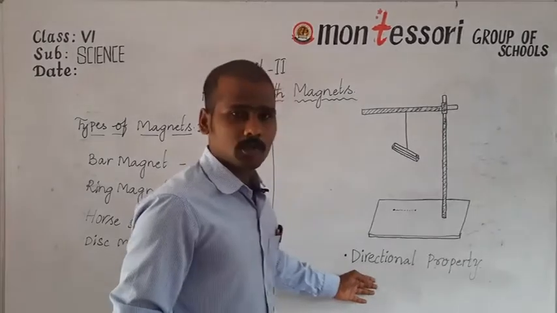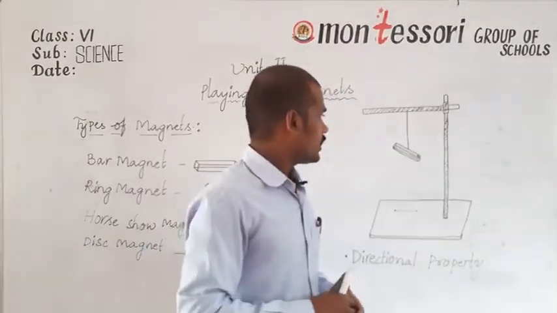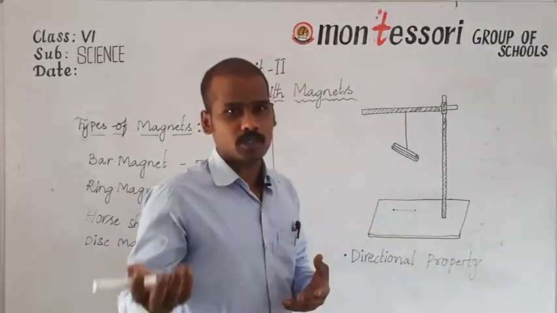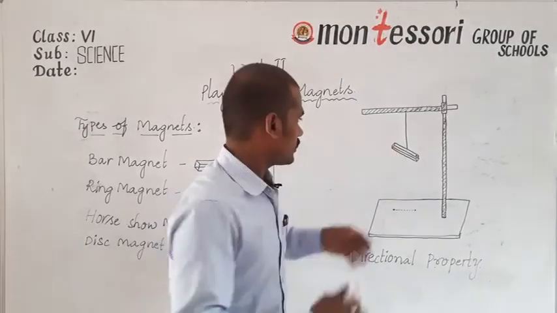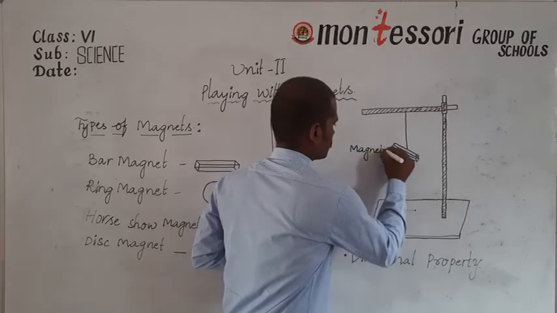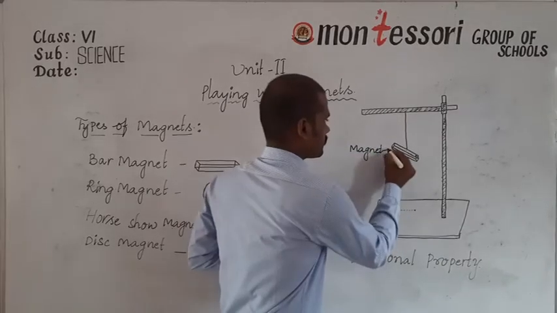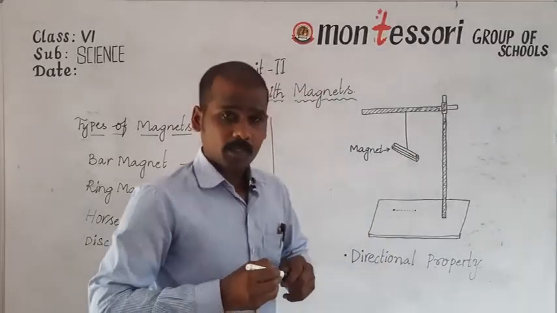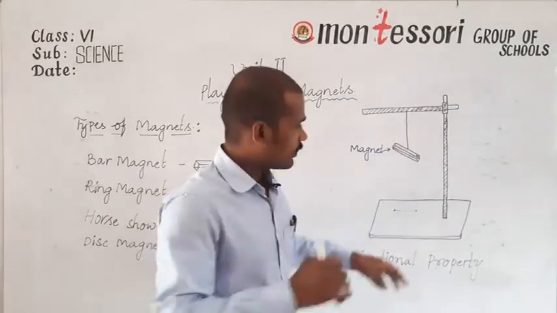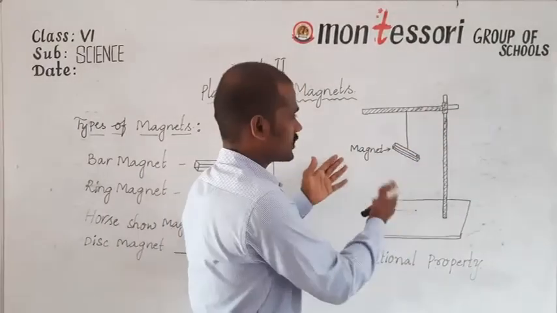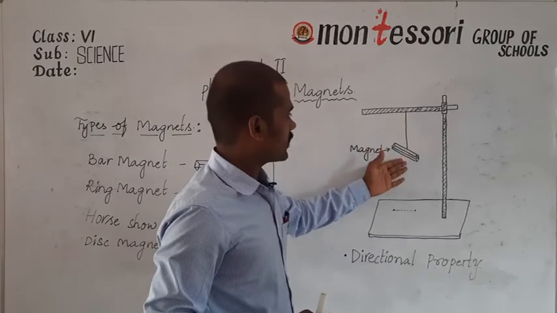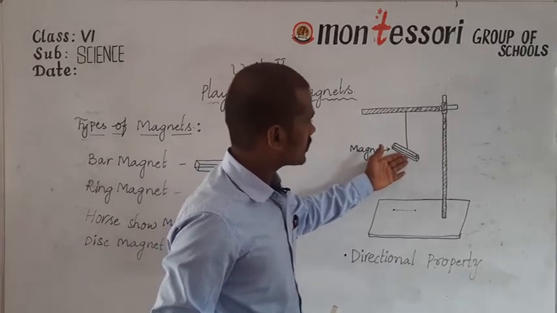To discuss this directional property, we have to perform an experiment, and we need a few things. One is a magnet, here you can assume this one as a magnet, and we need a thread and a stand. We have to arrange all these things in this apparatus. Here you can see, with the help of this thread we hang this magnet onto this stand.